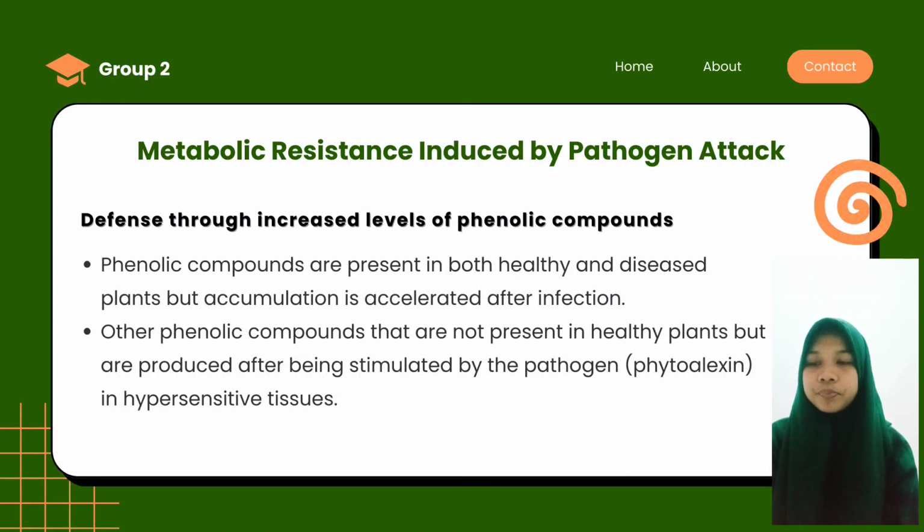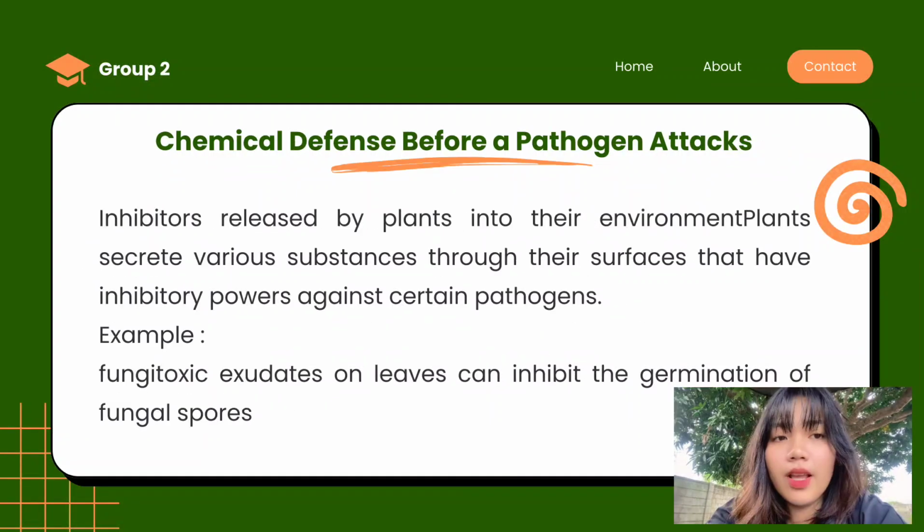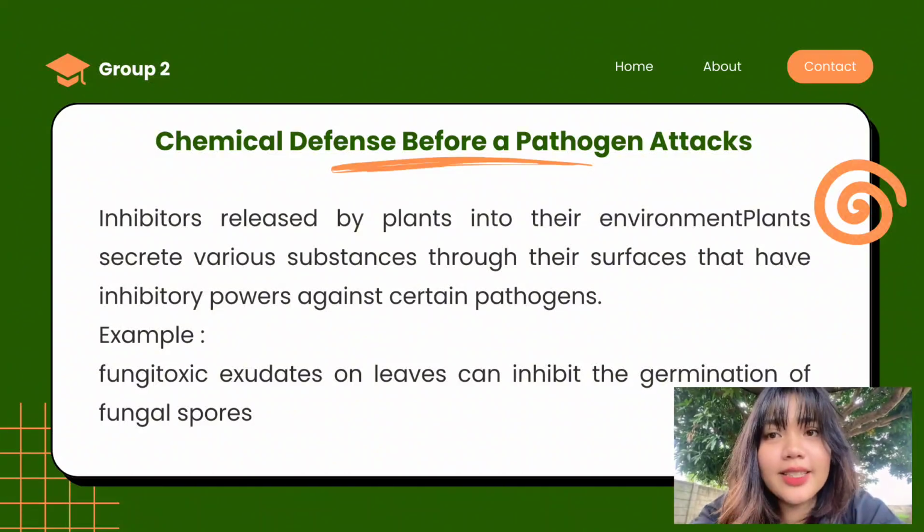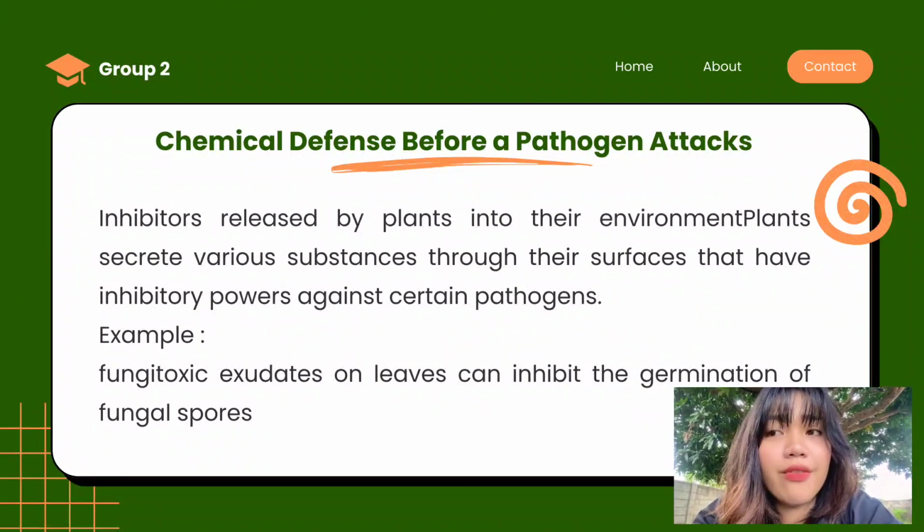Third, increased levels of phenolic compounds. Phenolic compounds are present in both healthy and diseased plants, but accumulation is accelerated after infection. Other phenolic compounds that are not present in healthy plants but are produced after being stimulated by the pathogens are phytoalexins in hypersensitive tissue. Chemical defense before pathogen attacks: inhibitors released by the plants into their environment.